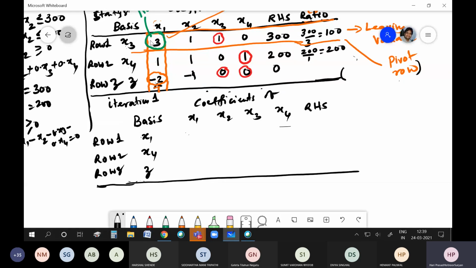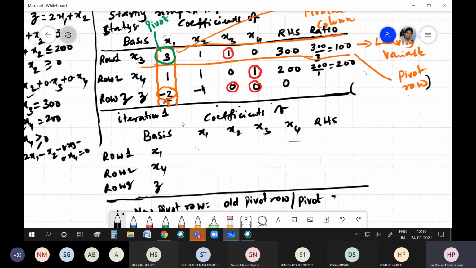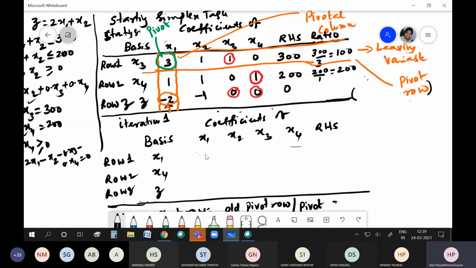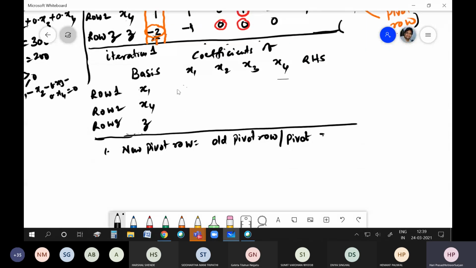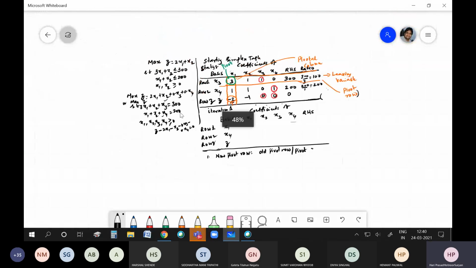Before writing this, I have to write that the new pivot row is equal to the old pivot row divided by the pivot. This 3 is the pivot. So how much will that be?